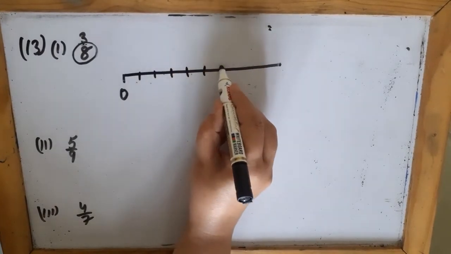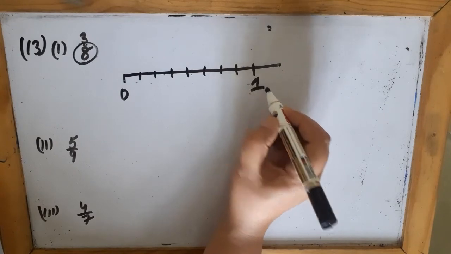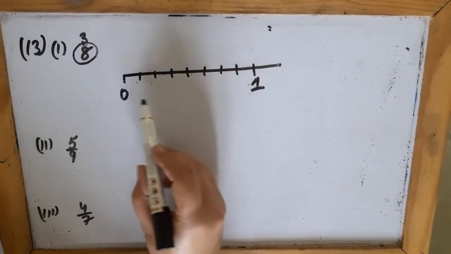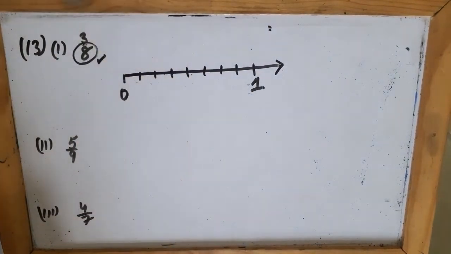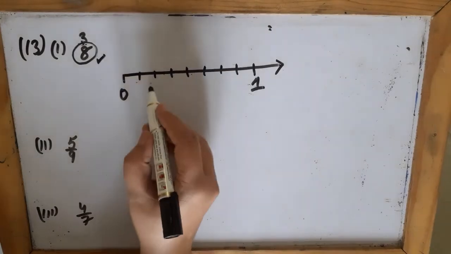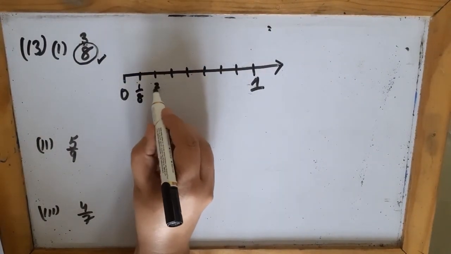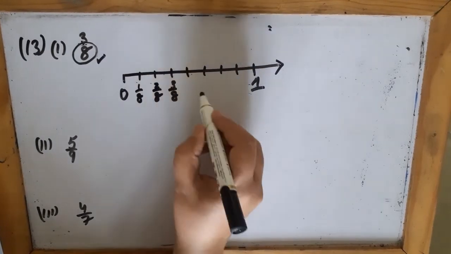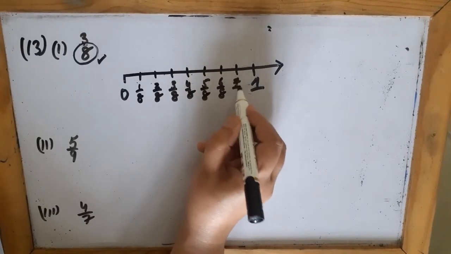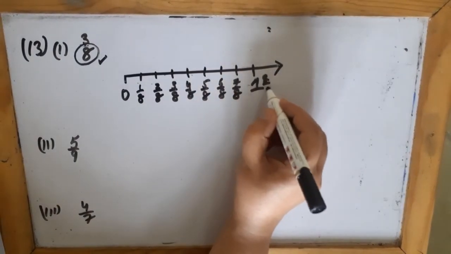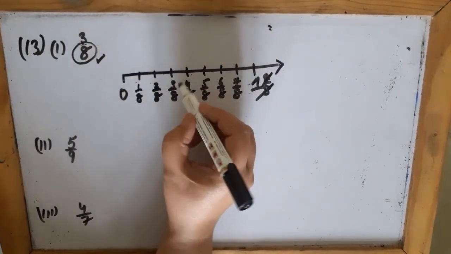1, 2, 3, 4, 5, 6, 7, 8, and that eighth part will be my 1. From 0 to 1, I have to divide this number line into 8 equal parts. Why 8? Because my denominator is 8. Now the first part will be 1 by 8, because after 0 comes 1, 2 by 8, 3 by 8, 4 by 8, 5 by 8, 6 by 8, 7 by 8, and this will be 8 by 8, or you can say 1.